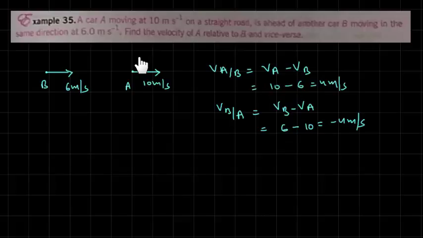So here let's consider this direction from left to right as positive. So Vab will be 10 minus 6, which is 4, and Vba will be Vb minus Va, which is 6 minus 10, which is minus 4 meter per second. So the Vab and Vba, you can see that they are the same in magnitude but opposite in direction.